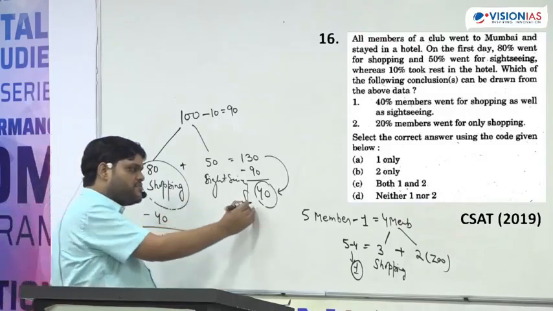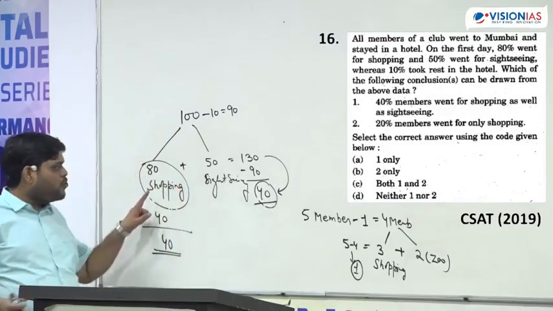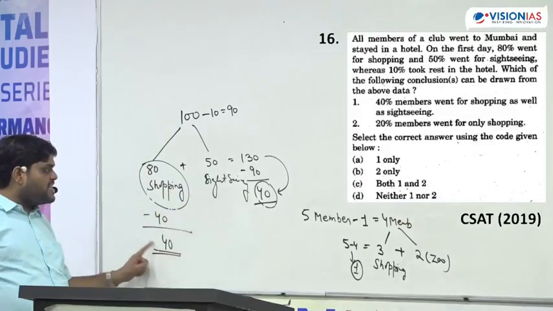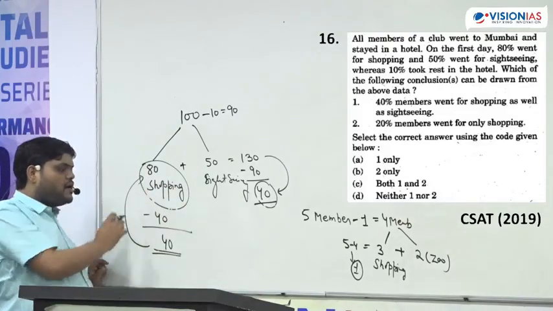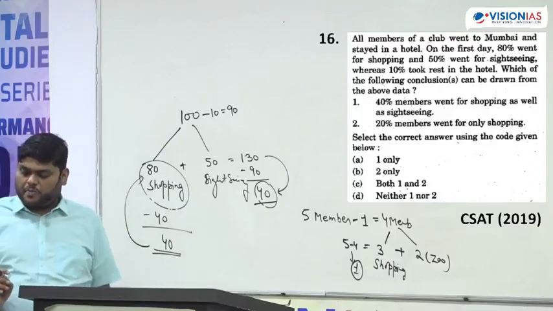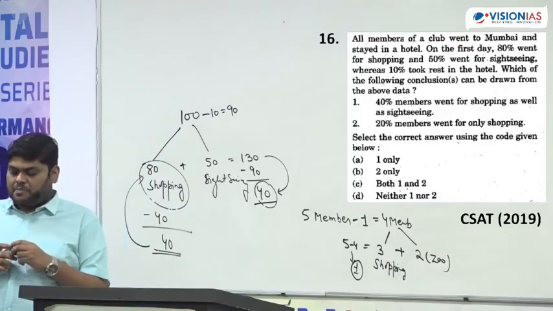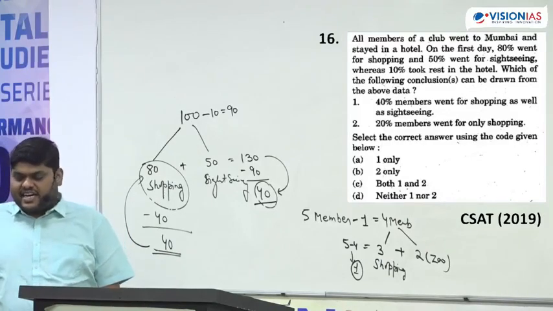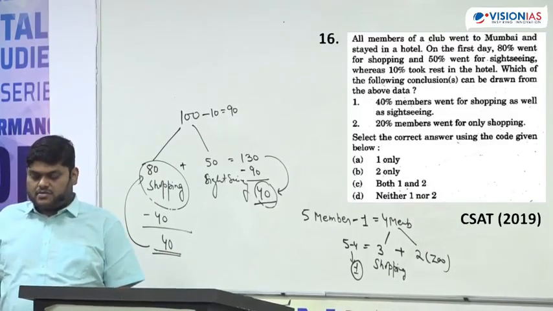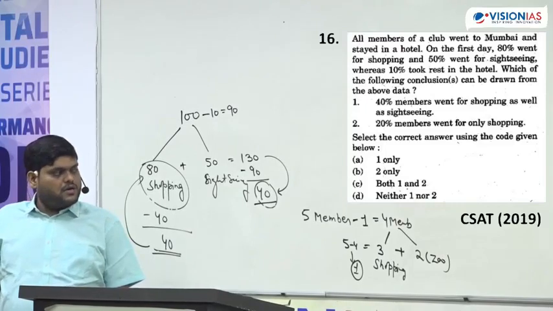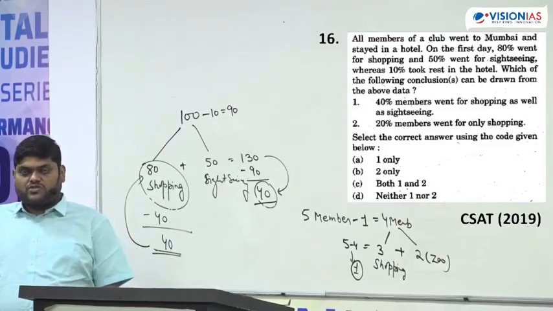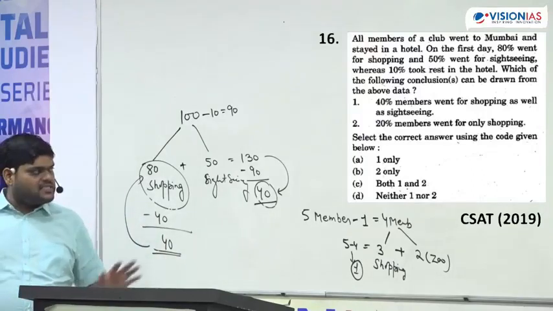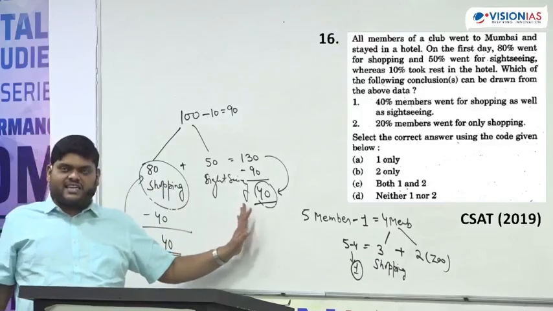So this is the first thing. And out of 80, 40 are going for both. That means 40 are only going for shopping. I hope now this is clear, Kalpana and Abhishek. This is UPSC 2019. When I take the Venn diagram, this will become more clear to you guys. But for now, you can understand like this.